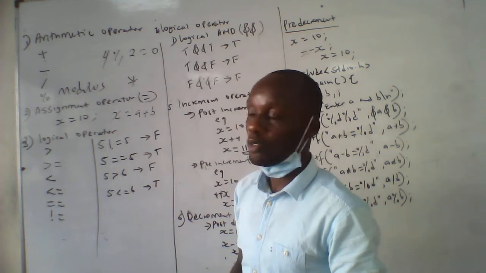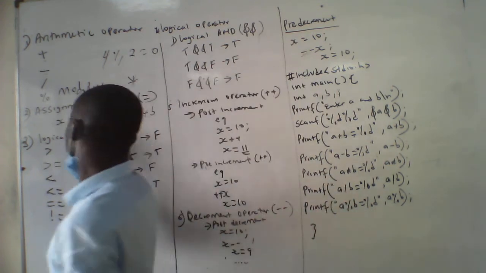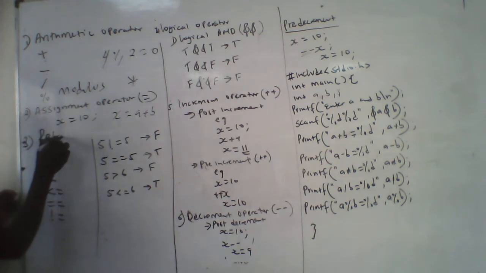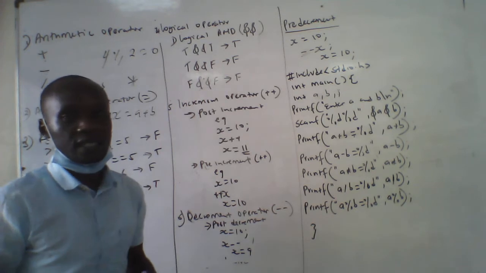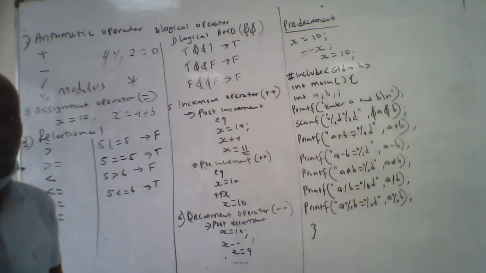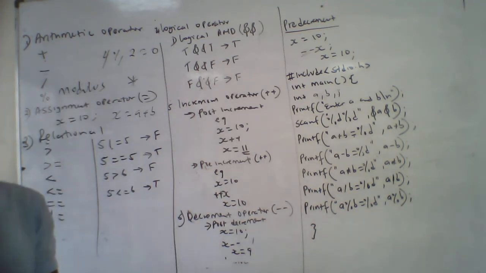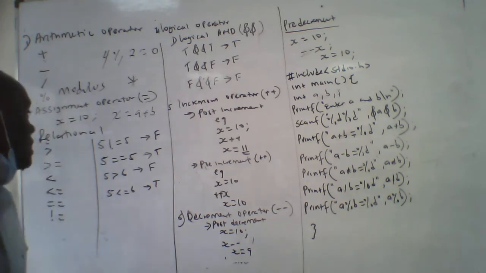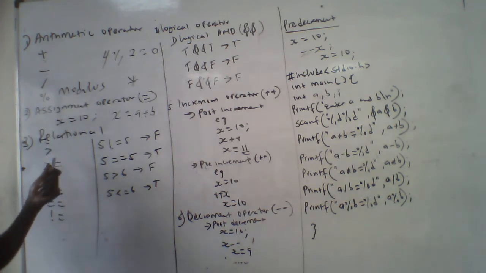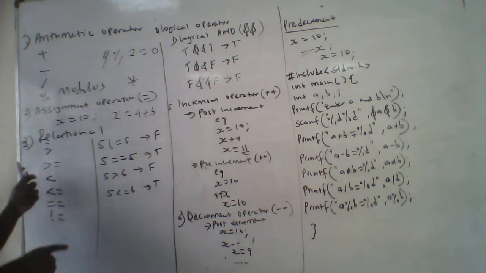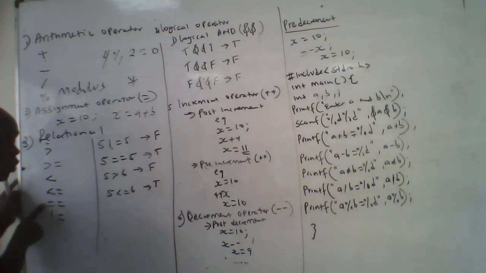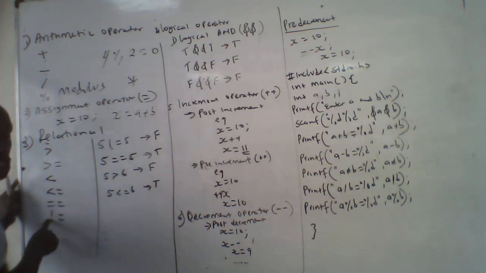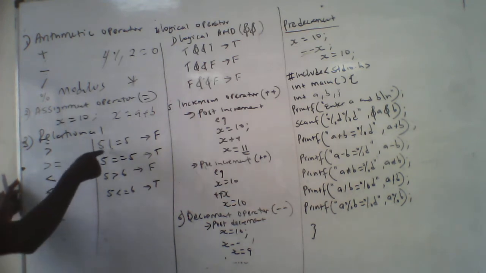The next class of operators is known as relational operators. Relational operators are used to compare data items, to establish the relationship between those two data items. So they look for largest, smallest, and equality. The first one is greater than, the next is greater than or equal to, this one is less than, we have less than or equal to, then the double equal sign means equal to, and this one is for not equal to.